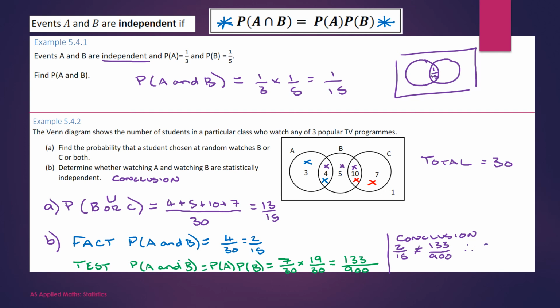Therefore, events A and B are not statistically independent. I'm just going to put independent because I can't fit the word statistically in, but you would get your full marks for that. You've got to get your "not" in there, and you need to give your reason. To get the marks, they'll be looking for a comparison between the two things, the fact and the test, and then that leads us on to that conclusion.